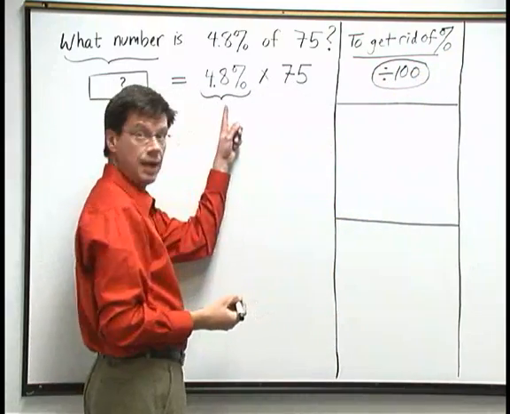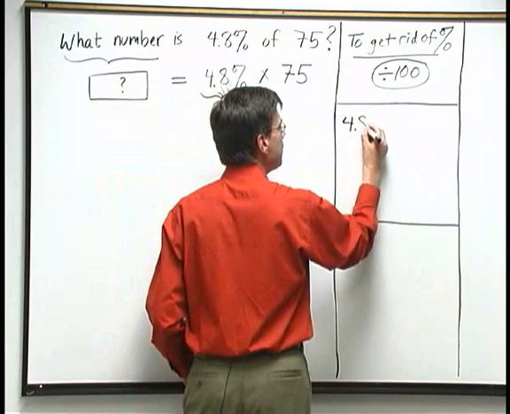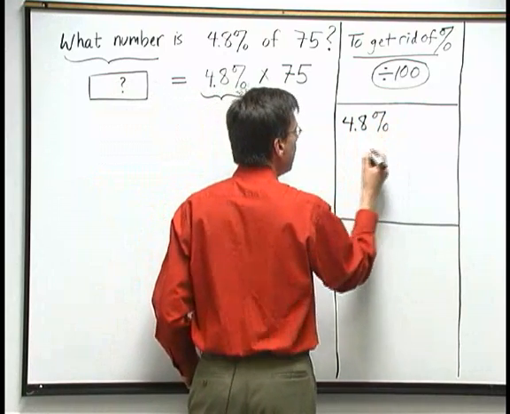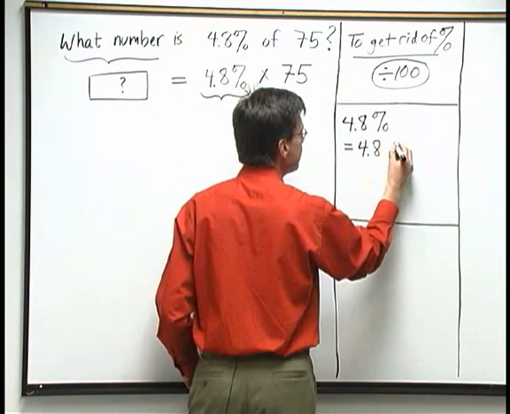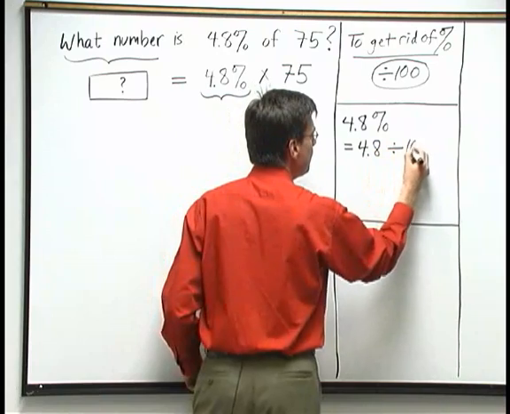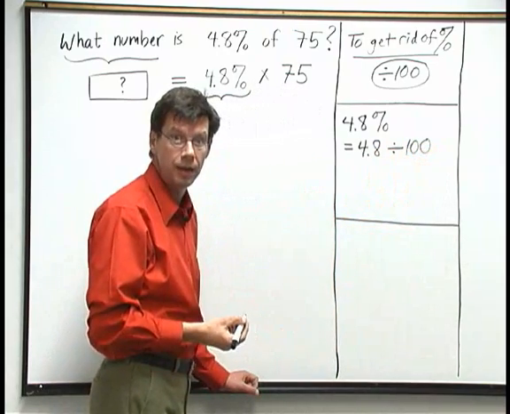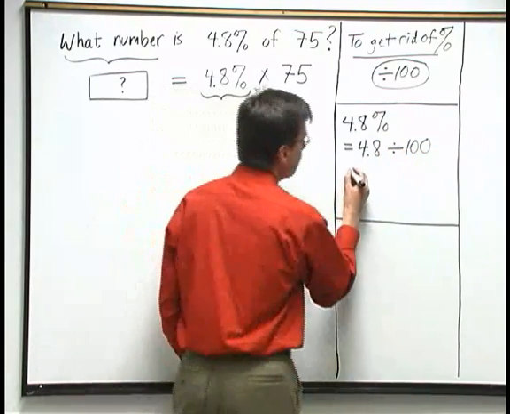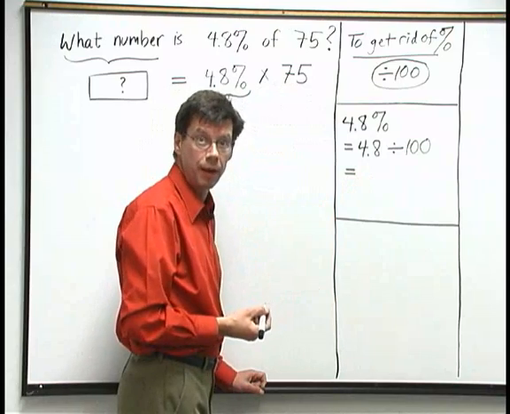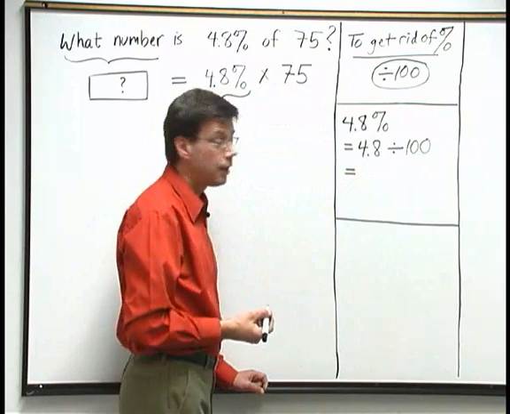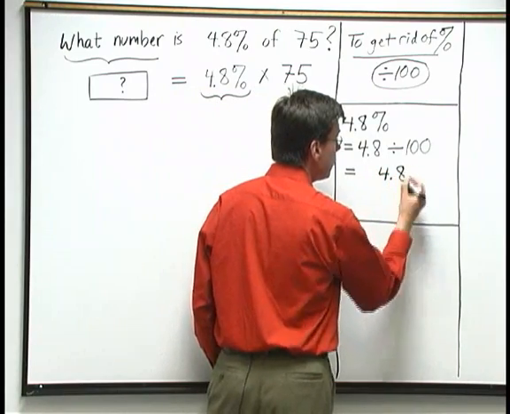So I'm going to take that 4.8%, I'll write it here on the side, and I'm going to replace the percent sign with divide by 100. So I have 4.8 divided by 100. Now there's a couple ways you can divide a decimal number by 100. One way is to move the decimal point 2 places to the left.